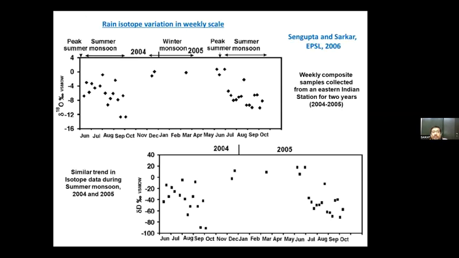Now let us come to our weekly scale observations. We collected 2 years of weekly samples of rainwater isotopes, and one can see that there are also significant variations during the summer monsoon, although the magnitude of variation is less compared to the daily one. It is quite well expected because in weekly composite samples, we allow the water samples to stay in the container for say 6-7 days. So definitely we get an average signature of the daily phenomena, and the magnitude of variation will be smaller. A similar trend we found in 2 different years.